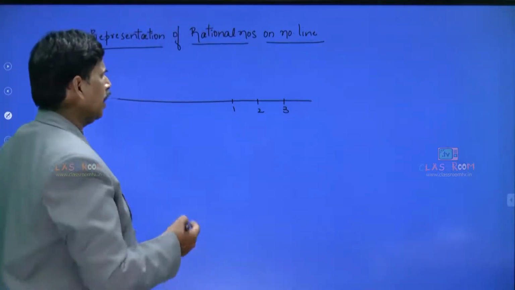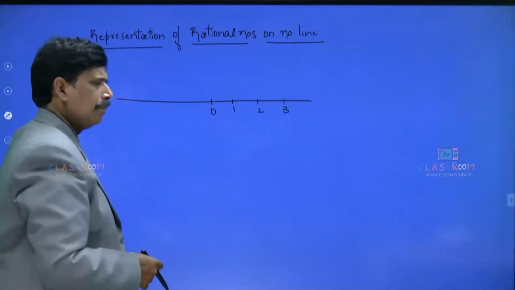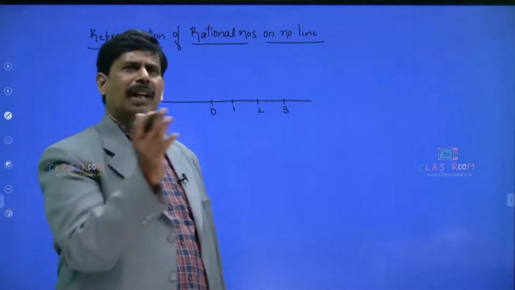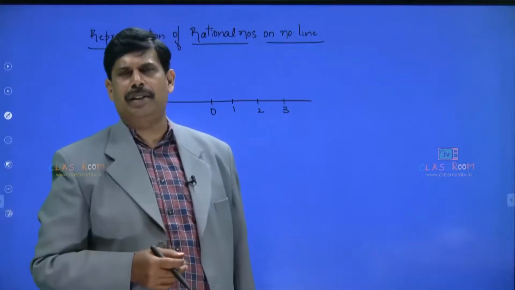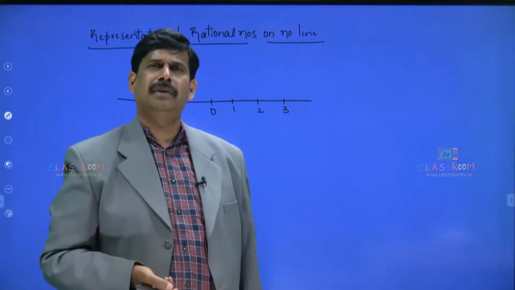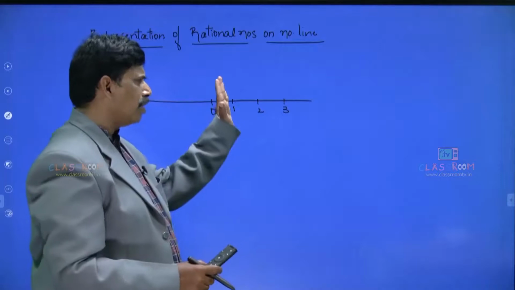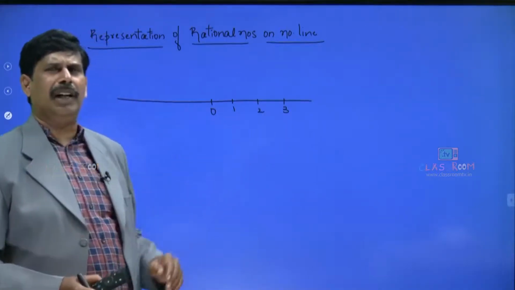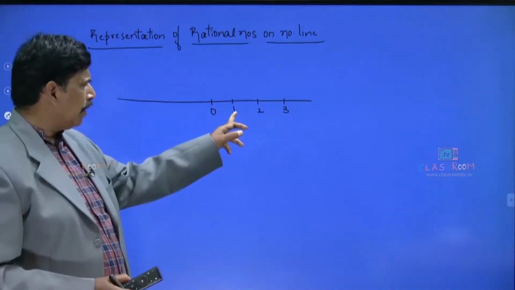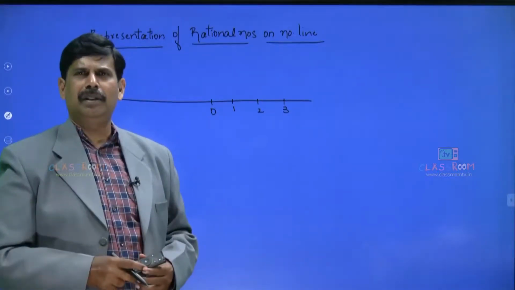Now I am just adding one 0 here. I am taking 0 on the left side of the positive numbers. So then it becomes a whole number line. When only positive numbers are there, we say it is a natural number line. Now I am keeping 0, and now it has become a whole number line.